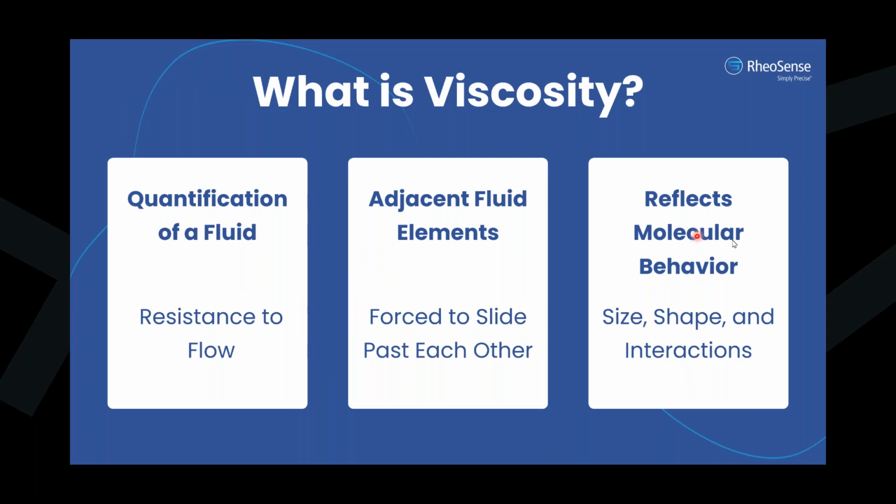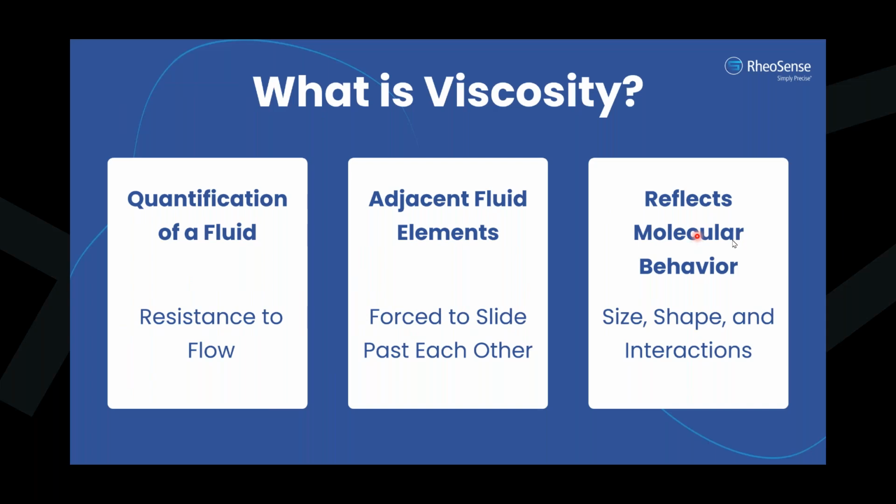Before we dive into the importance of multi-point viscosity, we first need to understand viscosity. Viscosity is the resistance of a fluid to flow. At the molecular level, it reflects the friction between fluid layers as they move past each other. So you can think of shear viscosity as a measure of molecular friction. It tells us about how molecules interact with each other depending on their size and shape. So in a way, viscosity gives us a window into the microstructure of the formulation.